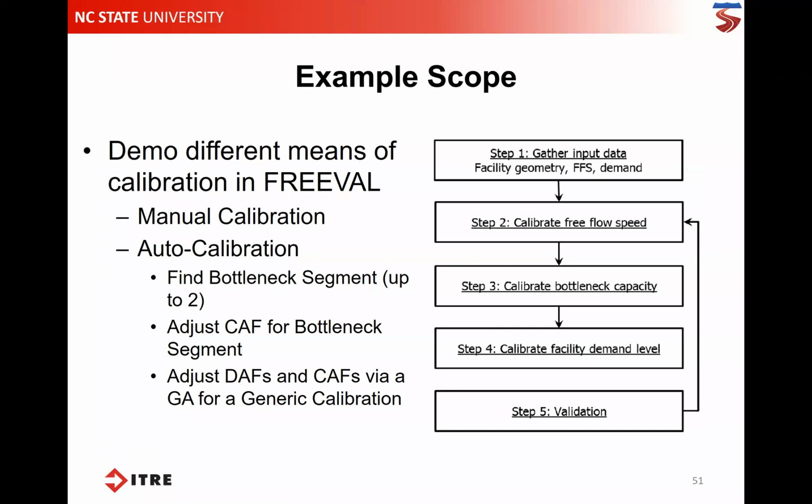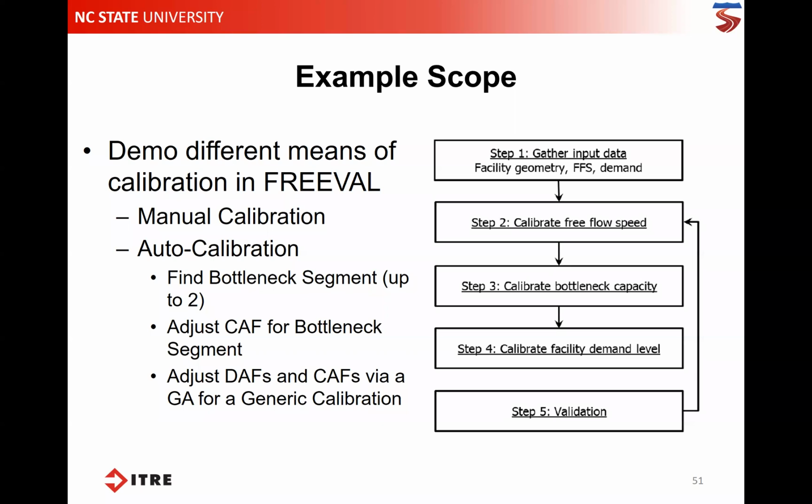HCM6 has a procedure, a flowchart, for how we can go about calibrating our facility. Basically it has 5 steps. The first is to gather all the information: free flow speeds, geometry, and demand data. The first thing it requires us to do is to calibrate free flow speed. That's the first step that needs to be done. Then we need to look at our bottleneck and try to calibrate its capacity via capacity adjustment factors to make sure that the queuing that we are getting is pretty much what we are anticipating.